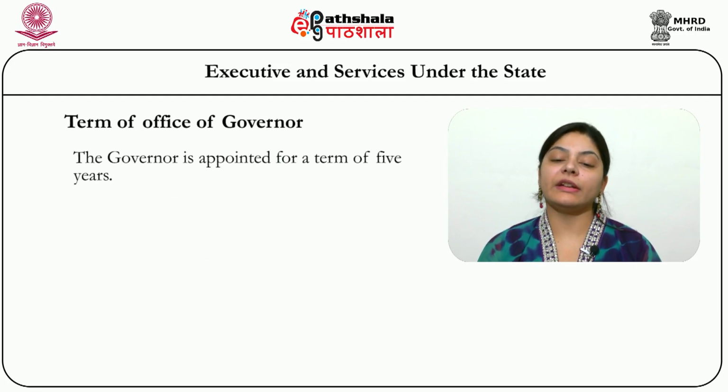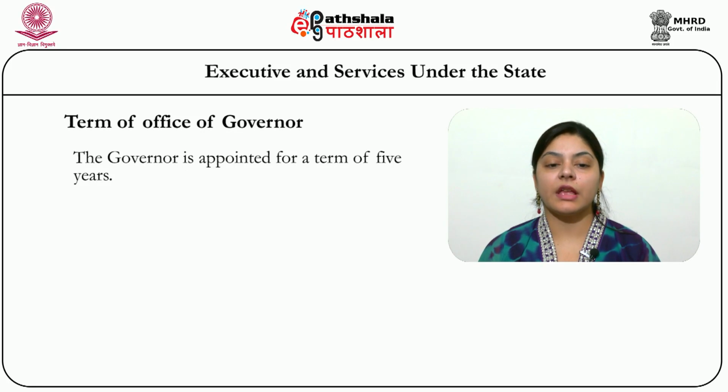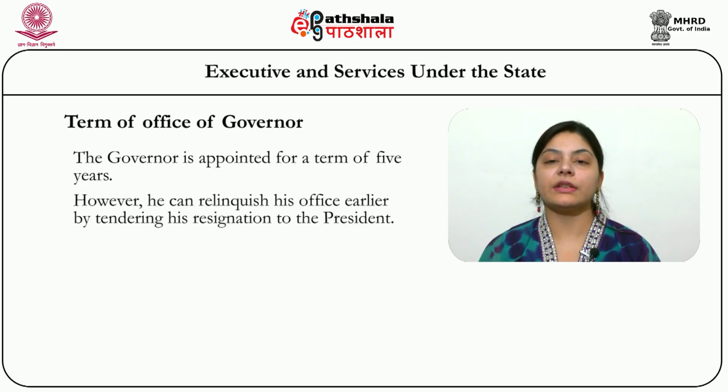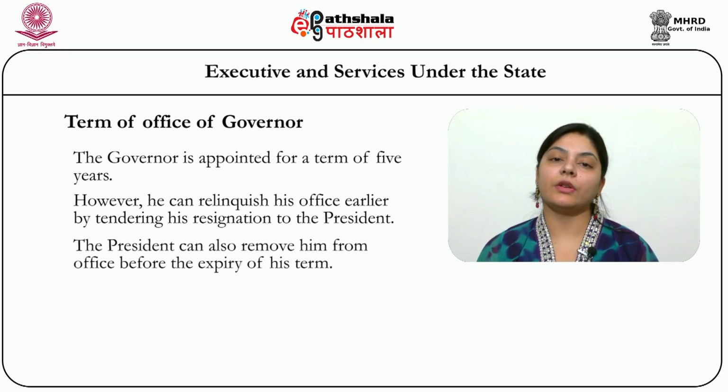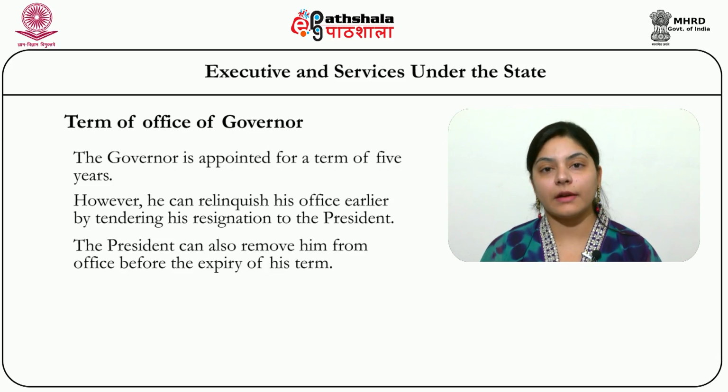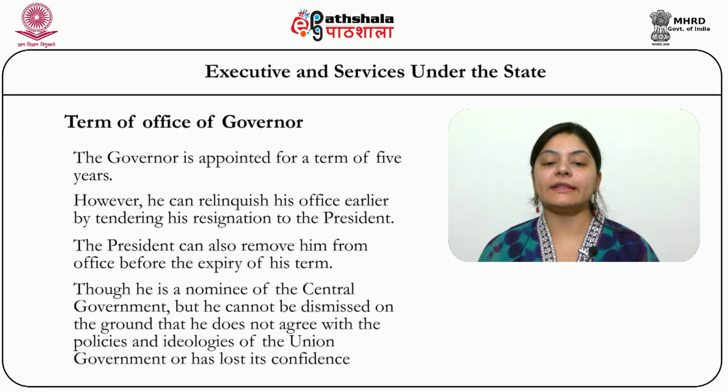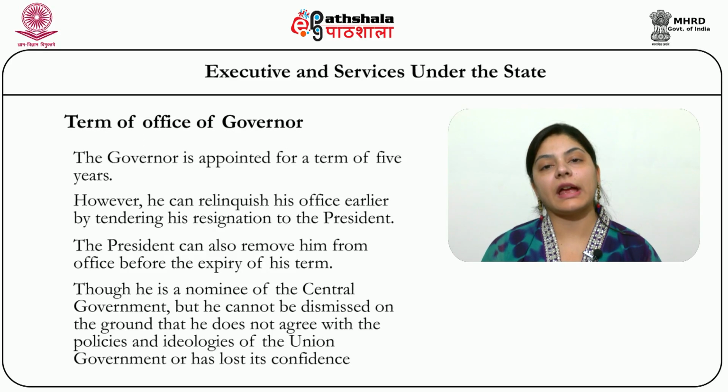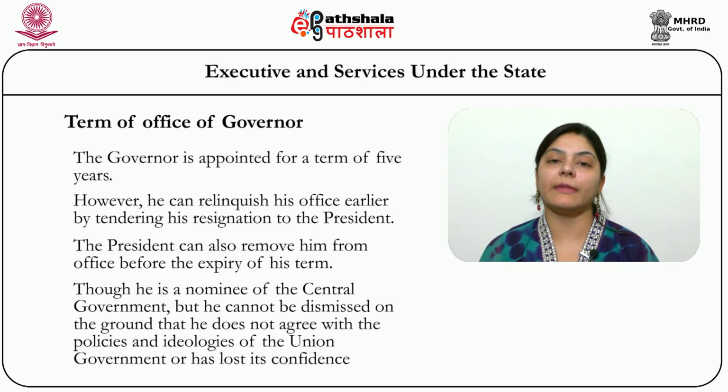The governor is appointed for a term of 5 years. However, he can relinquish his office earlier than this term by his resignation to the president. The president can also remove him from his office before the expiry of his term. Though he is a nominee of the central government, he cannot be dismissed on the ground that he does not agree with the policies and ideologies of the union government or has lost its confidence.